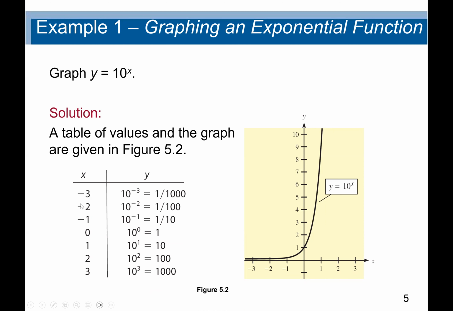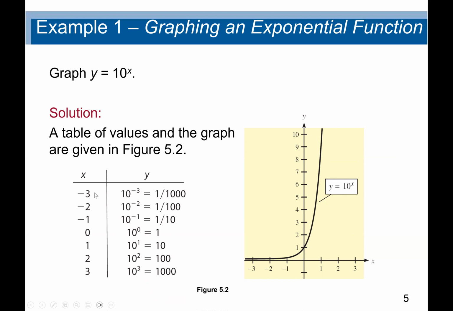So again, when x is -3, y will be 10 to the power -3, which is 1/1000 or 0.001. Then when x is -2, y will be 10 to the power -2, which is 1/100. When x is -1, y will be 1/10. And when x is 0, y will be 1, since 10 to the power 0 is 1. And all the way to 3.